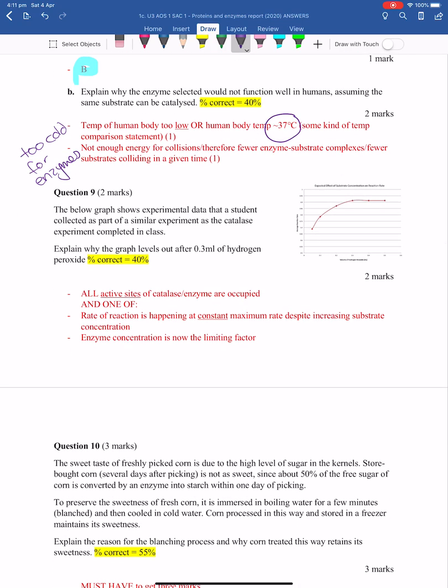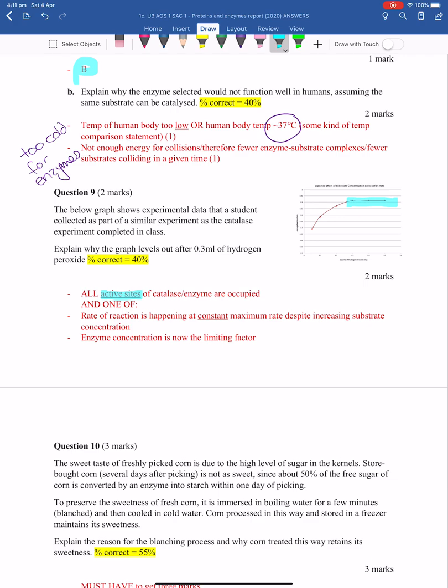Down to question 9. Here's a substrate concentration graph. You needed to explain what was happening up here at the plateau. So 1 mark for saying all active sites are occupied. So if you're looking through this mark scheme and you see that things are underlined, that means that they have to be there for that mark.